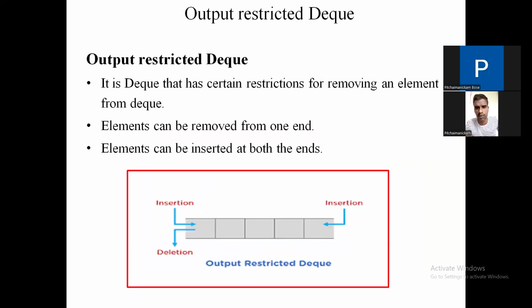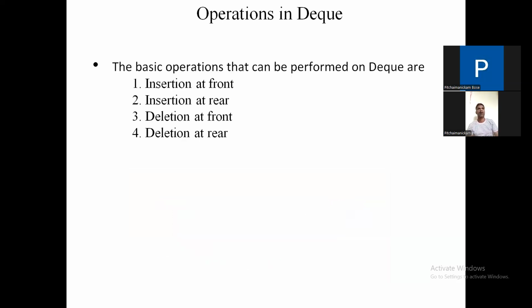Now, the output restricted DQ. It is a DQ that has certain constraints or restrictions for removing an element from the queue. Here the elements can be removed from only one end, and the elements can be inserted at both ends. So these two things should be considered. This is the pictorial representation of the output restricted queue.